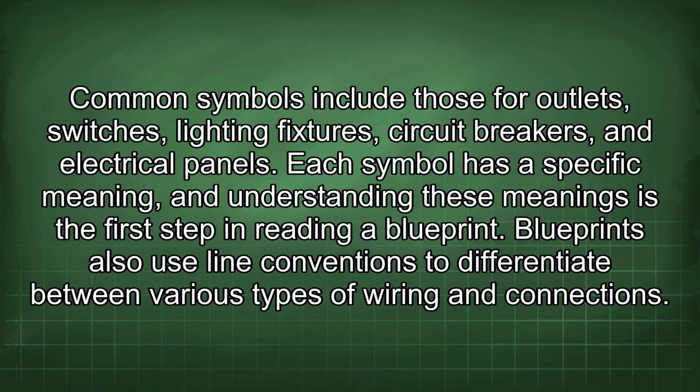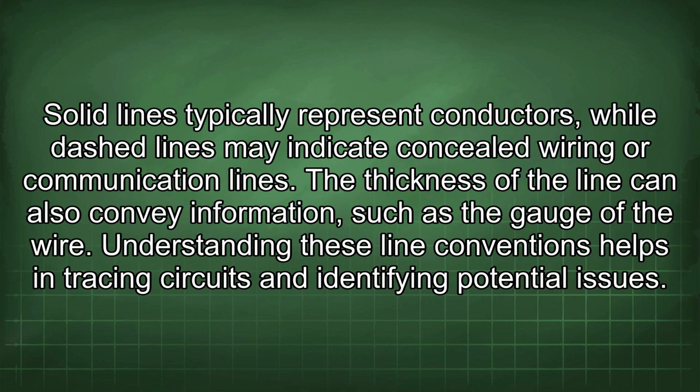Blueprints also use line conventions to differentiate between various types of wiring and connections. Solid lines typically represent conductors, while dashed lines may indicate concealed wiring or communication lines. The thickness of the line can also convey information such as the gauge of the wire.